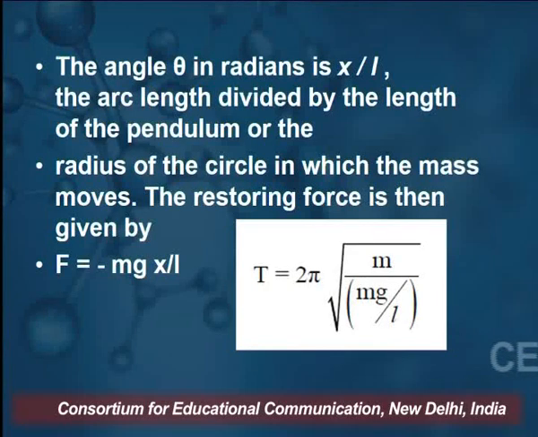The angle theta in radians we can take as x divided by L, the arc length divided by the length of the pendulum. So the arc length, or the distance of the bob from its equilibrium position, over the radius of the circle in which the mass moves, the restoring force is then given by F is equal to minus mg, and we place the theta value here, x by L. Now you see that the time period T is equal to 2 pi root of m by mg by L.